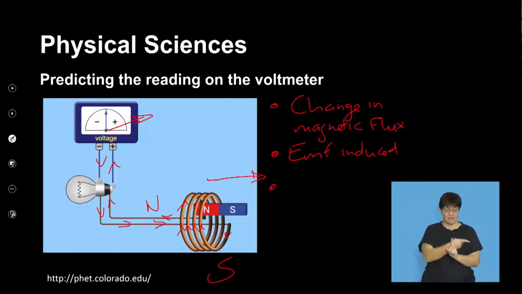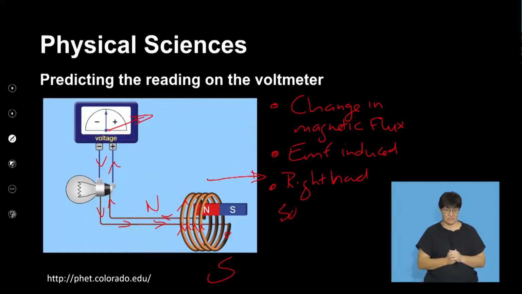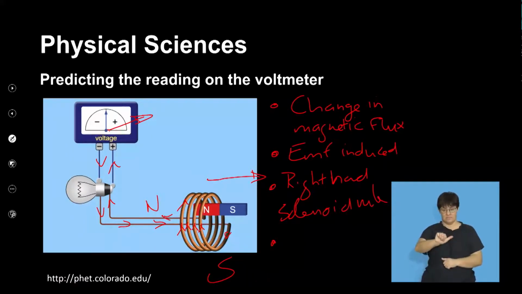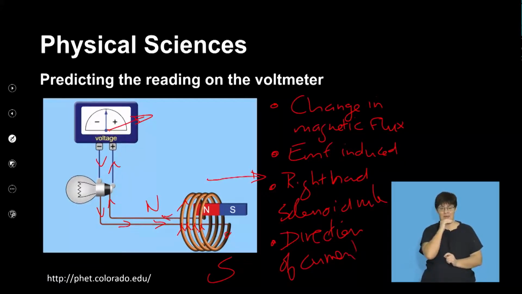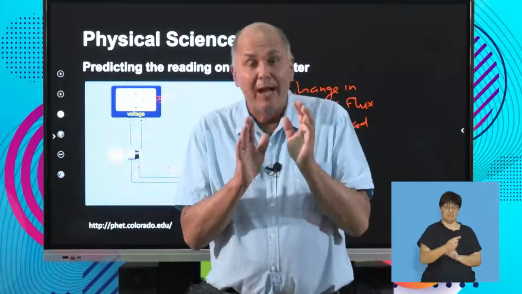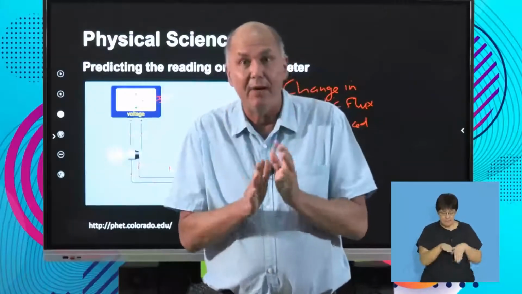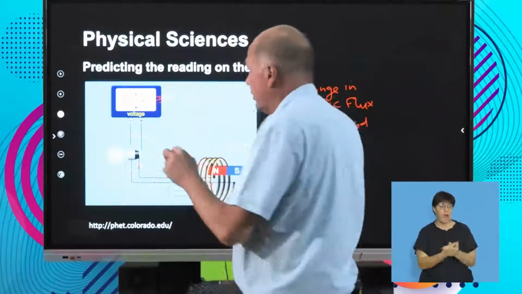We're going to apply Lenz's law. We're going to use the right-hand solenoid rule. And if you've got the right-hand solenoid rule, you can then decide in terms of the direction of the current. And the direction of the current will then help you determine the direction of the needle. So there are multi-steps there, but I hope that you can see by looking at these step by step, one by one, you'll be able to master this whole idea.